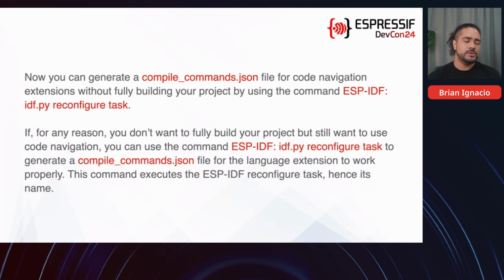Now, you can generate such a file, compile_commands.json, for code navigation without fully building your project, just by running this command, ESP-IDF: IDF-PY Reconfigure task, which basically will run the first step of building, which is just reconfigure. If for any reason you don't want to fully build the project, but you still want to use code navigation, this command can help you generate the file for enabling code navigation, syntax highlighting and other language features.